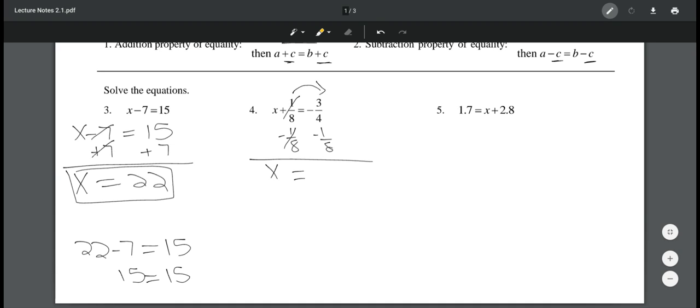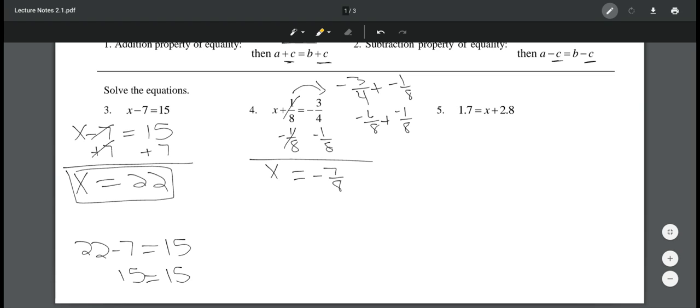Now I need to do a little bit of math because I have to add negative 3/4 and negative 1/8. I need a common denominator, which would be 8. So that would be negative 6/8 plus negative 1/8, and that gives me negative 7/8.